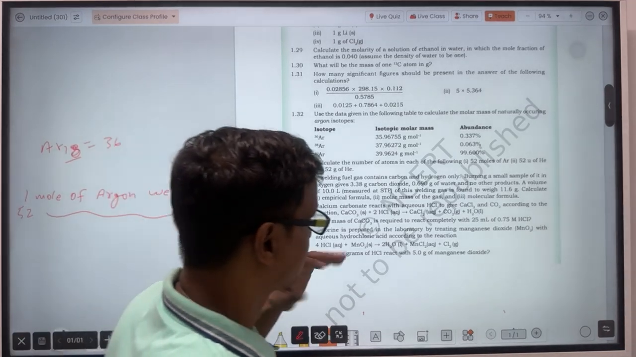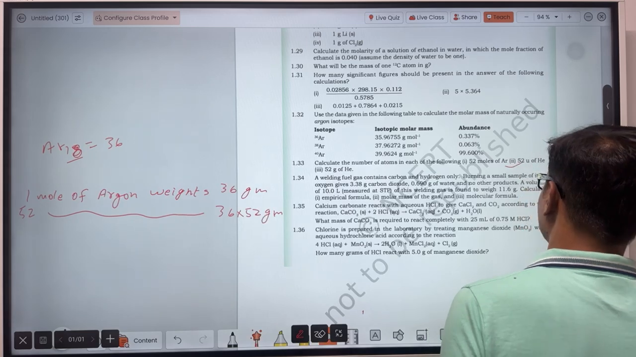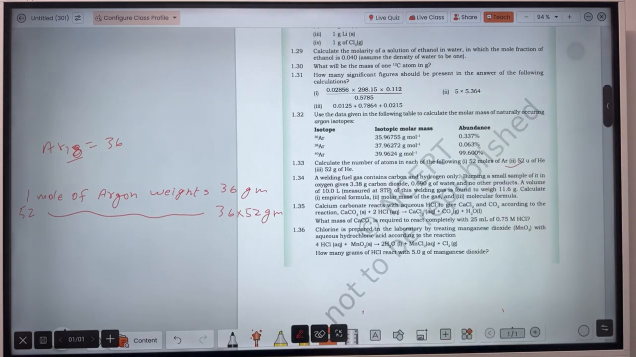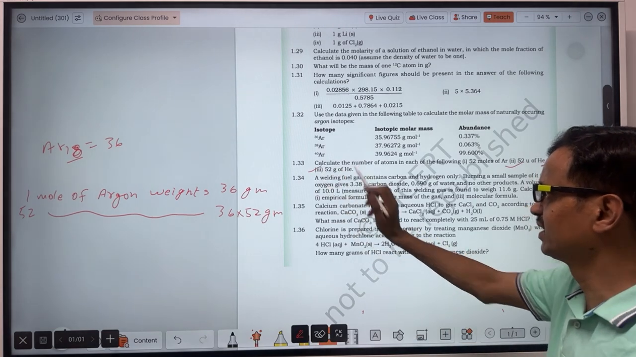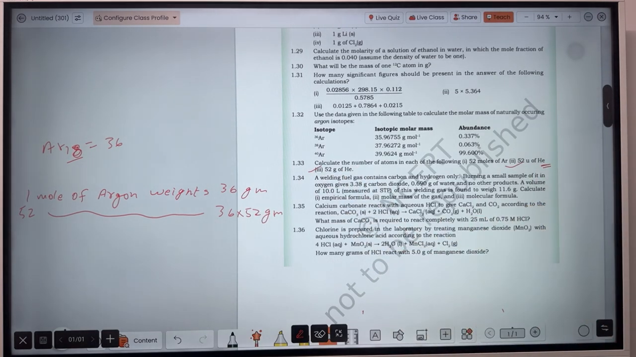That much. You multiply by yourself. Second one is 52 u. So 52 u means here atomic weight, that much. 52 u means here helium, so 52 into their atomic weight. Same, 52 gram of helium. Helium atomic weight is 4. So 4 gram, then with their atomic weight, the number of atoms you will have to calculate.